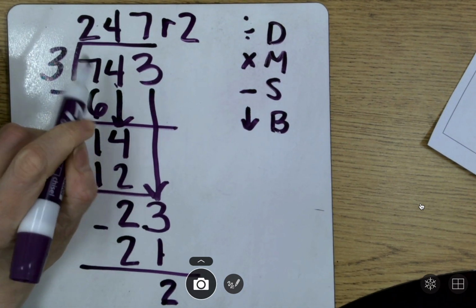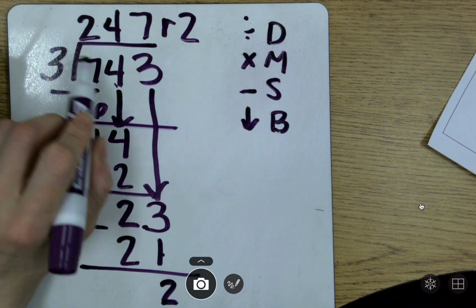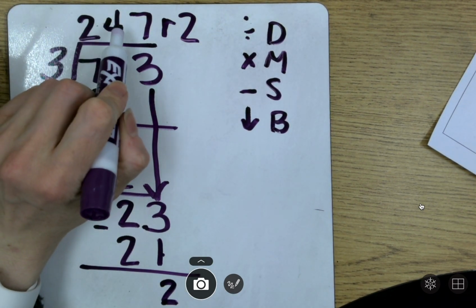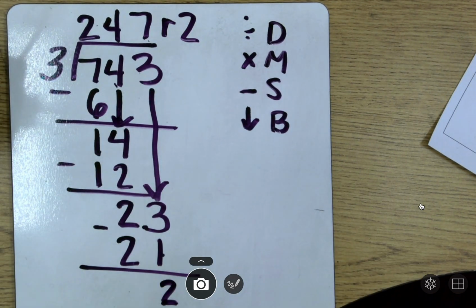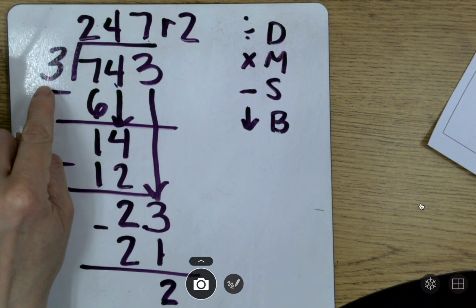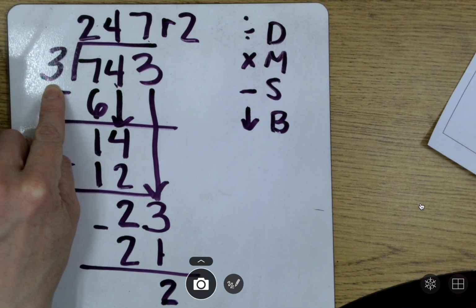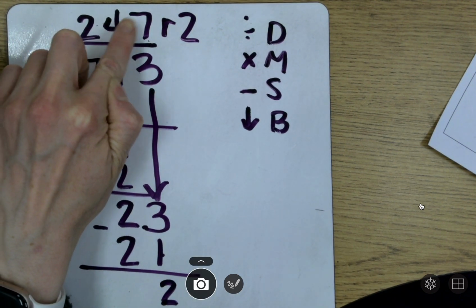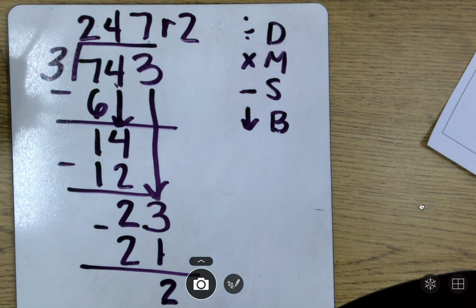So 743 divided by 3 is 247, remainder 2. So if you made 3 equal groups, you would have 247 in each group, and then you would have 2 left over.